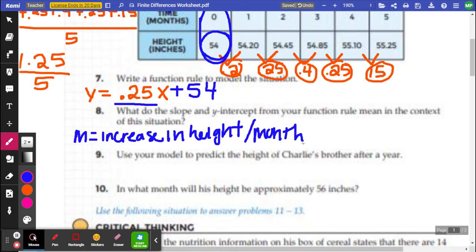Okay. Now, the y-intercept is 54, which is what? What do you think that means? Exactly. That's how tall he was when they started. So that's your starting height, initial height. Can't spell. However you want to put it.